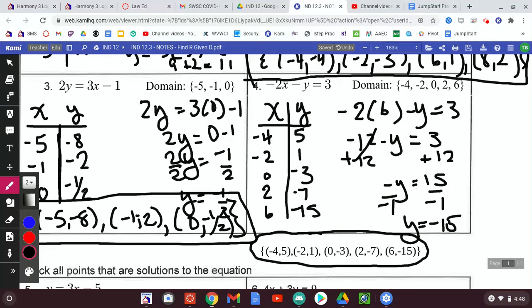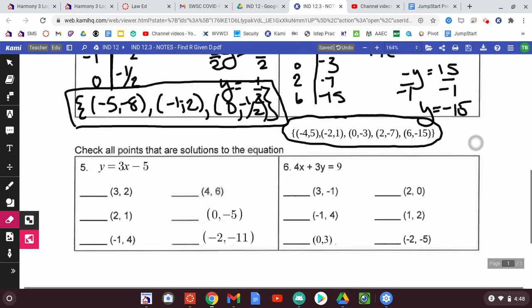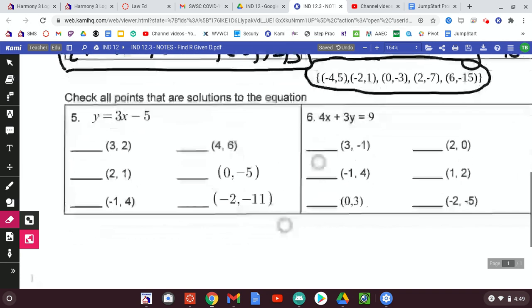If you have the domain of -4, -2, 0, 2, and 6, you get the ordered pairs that we came up with. And again, if you were asked to state the range, you would just simply state these 5 terms right here because those are your y values, or your range. So our range for this function would be -15, -7, -3, 1, and 5 if you were asked to state the range.